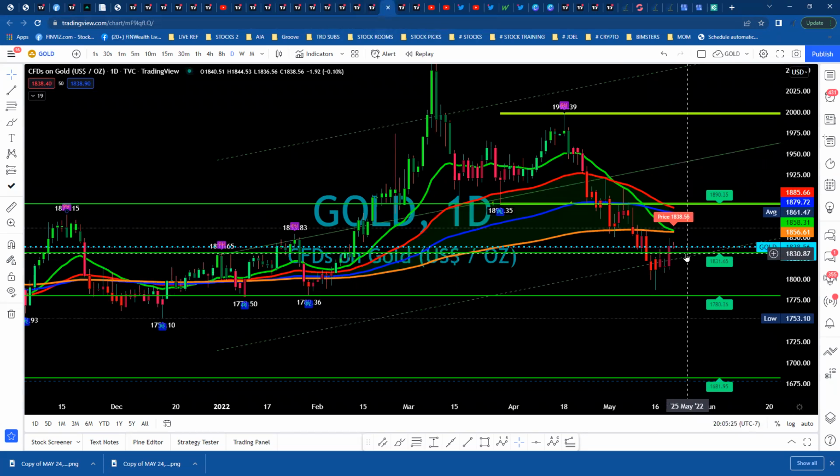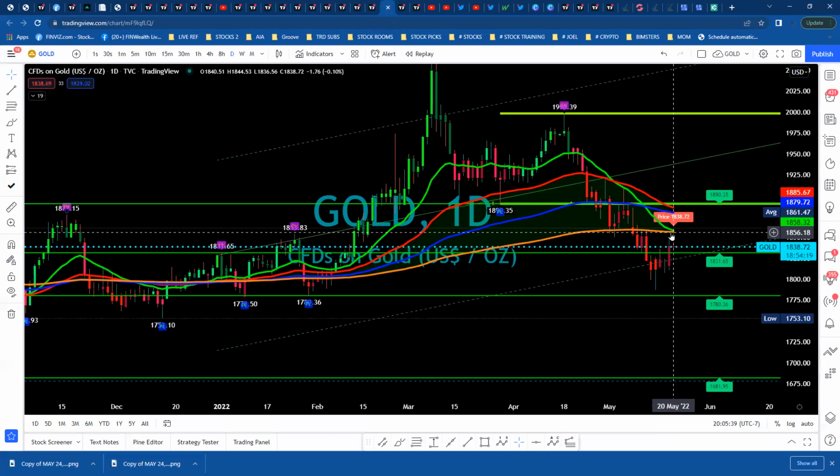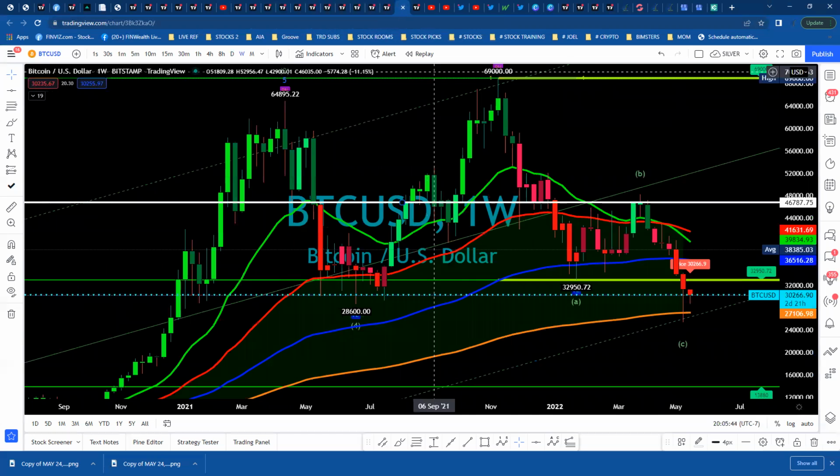Gold got above our support line here, 1831, after falling down almost to 1780 that we talked about. The 20 is going to be resistance, so look for resistance at 1856. Gold is finally starting to do what it needs to do, so hopefully it continues to jump up here as the market shows weakness.